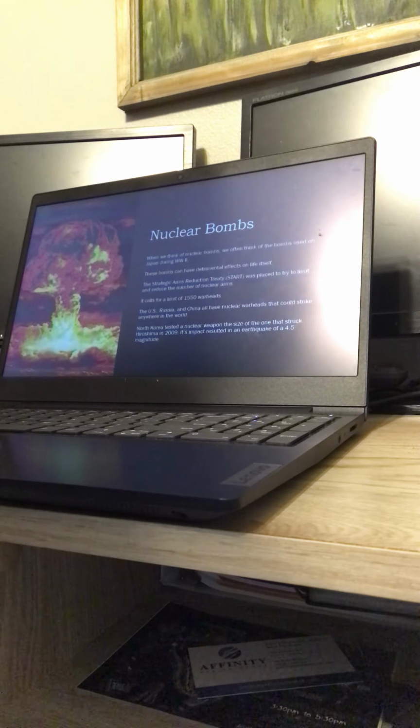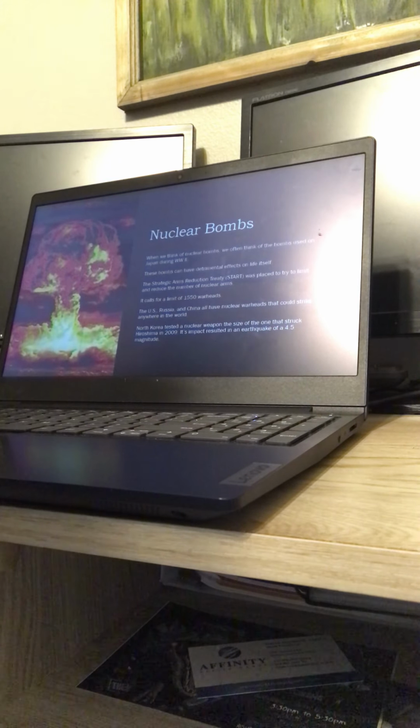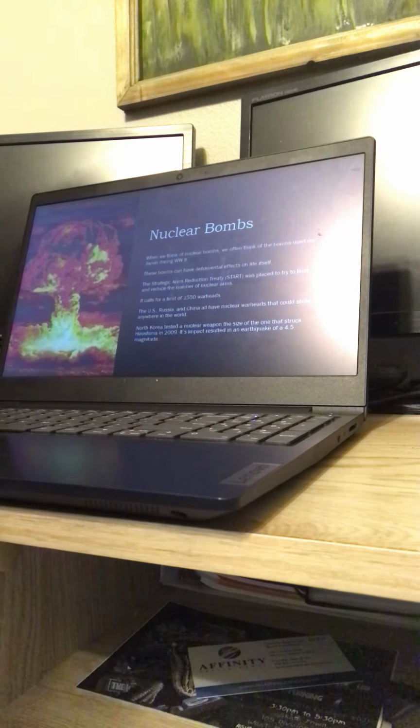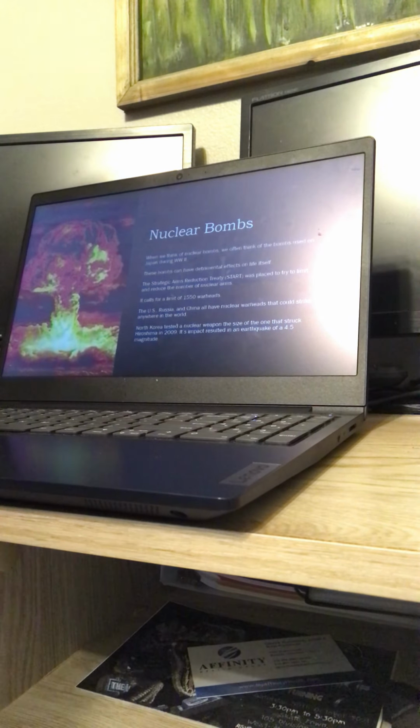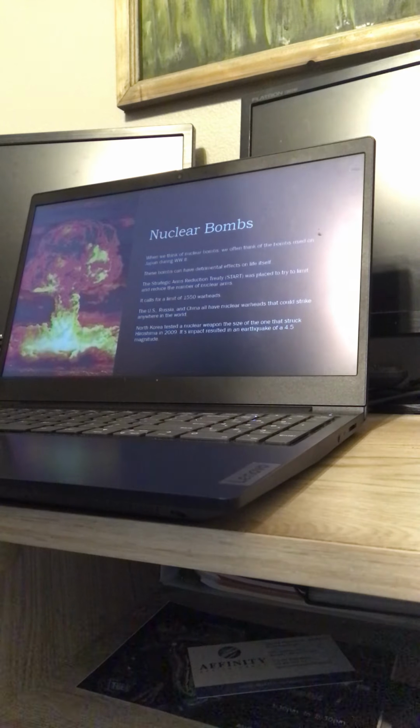So whenever we think of the nuclear bomb, we usually think of the ones that were used during World War II on the two cities in Japan. The bombs can have detrimental effects on life itself. The Strategic Arms Reduction Treaty, START, was put in place to try to limit and reduce the number of nuclear arms held by all the international nations.